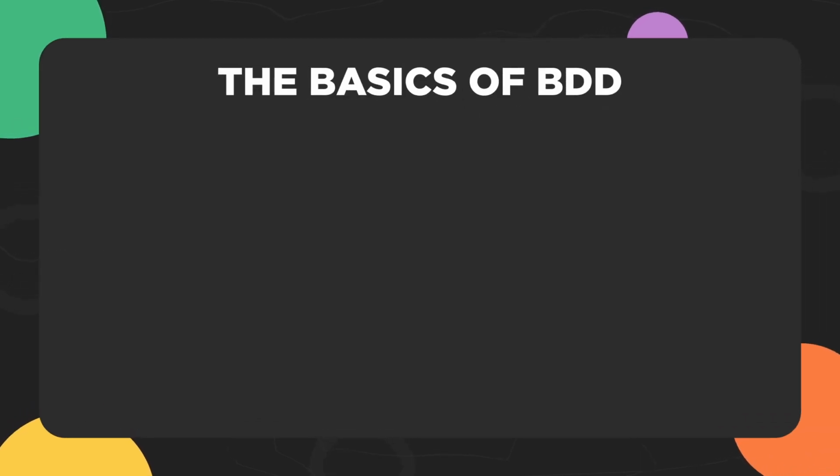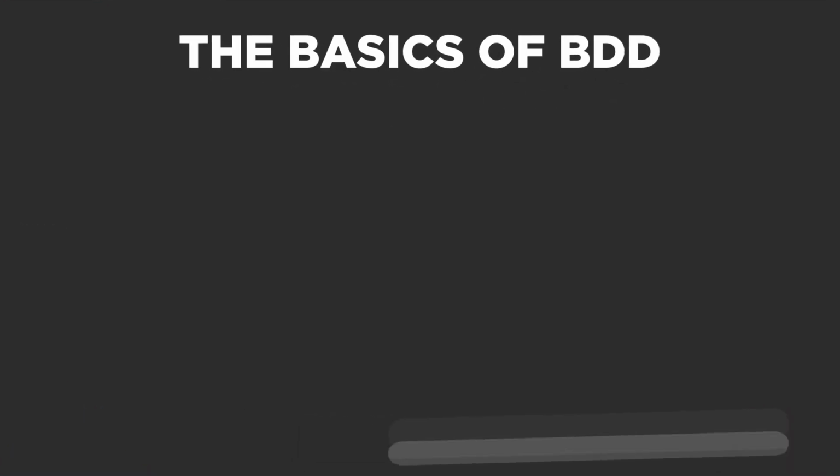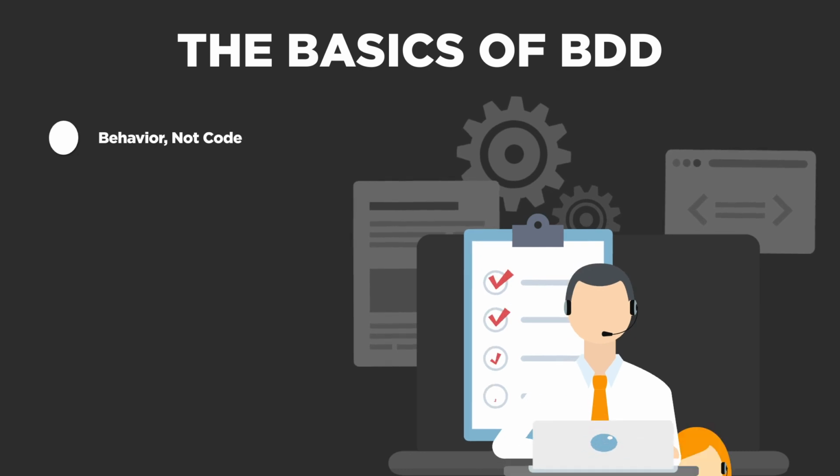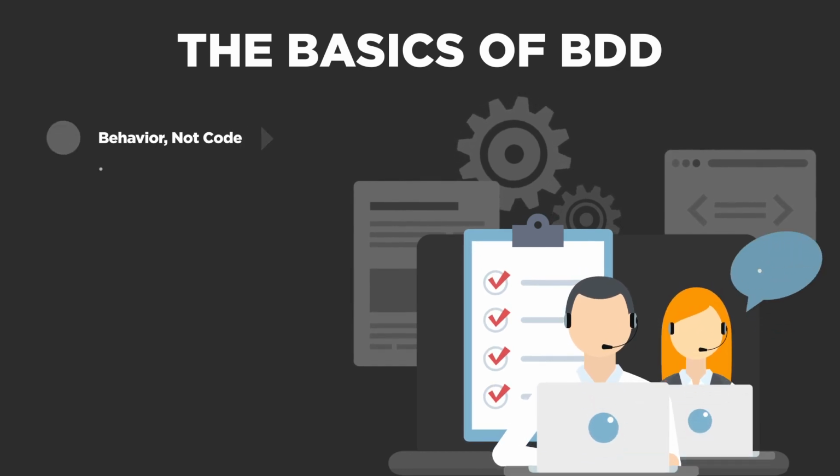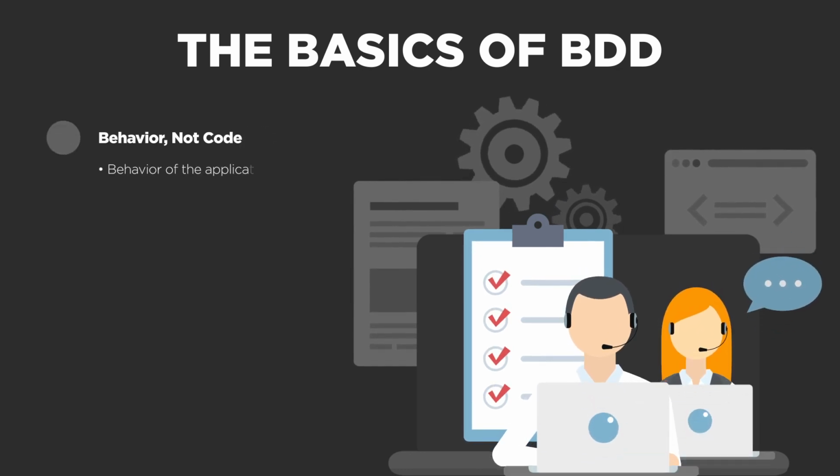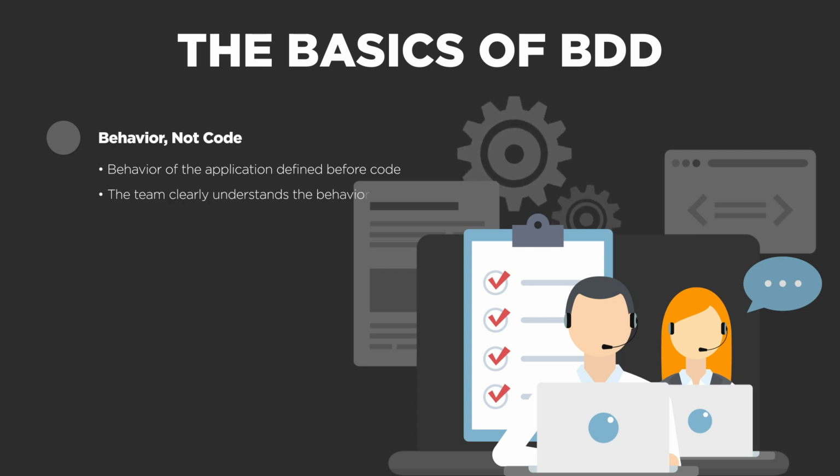Let's understand the basics of BDD. First of all, it is about behavior, not about code. At its core, BDD shifts the development focus from writing code to defining and describing the expected behavior of the software. This means that before writing any code, the team must clearly understand what the software is supposed to do and how it should behave in various scenarios.